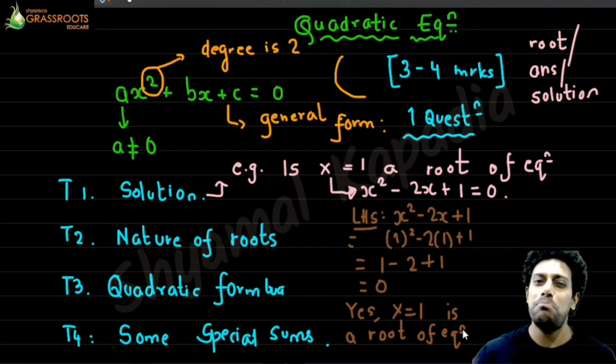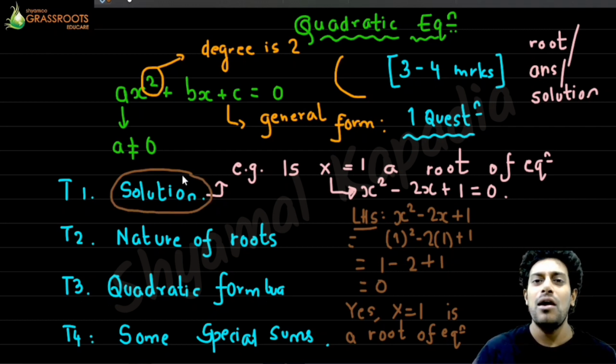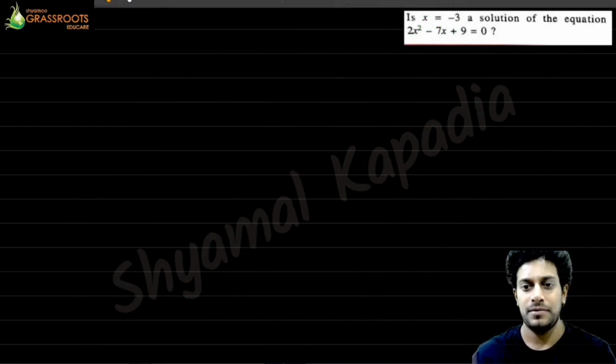So in type 1, in a very simple language, what do you mean by this? All you have to do is just substitute, put the value of x into the equation. Just put it. If LHS is equal to RHS, yes, it satisfies the equation. If the answers of LHS and RHS are not the same, I'm sorry bro, better luck next time. So based on this, let's start with the sums on type 1.